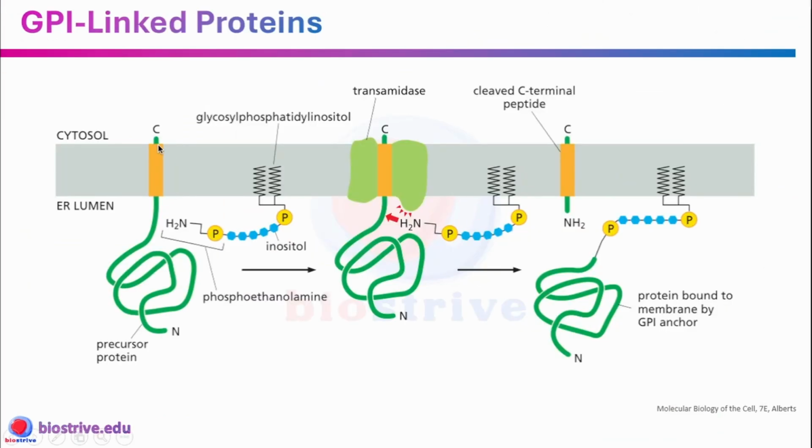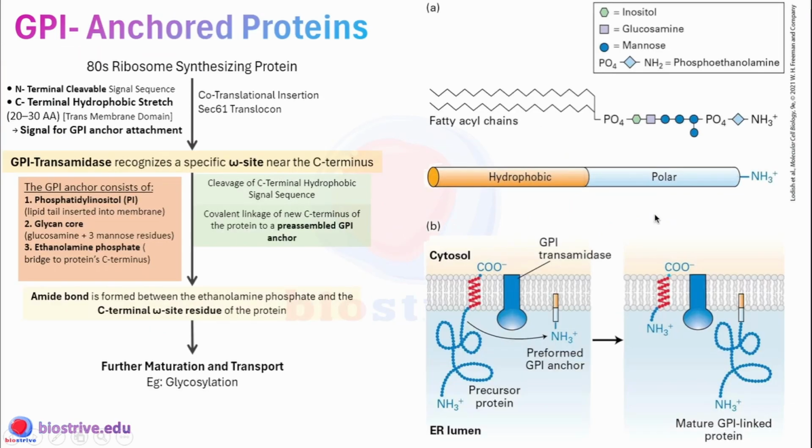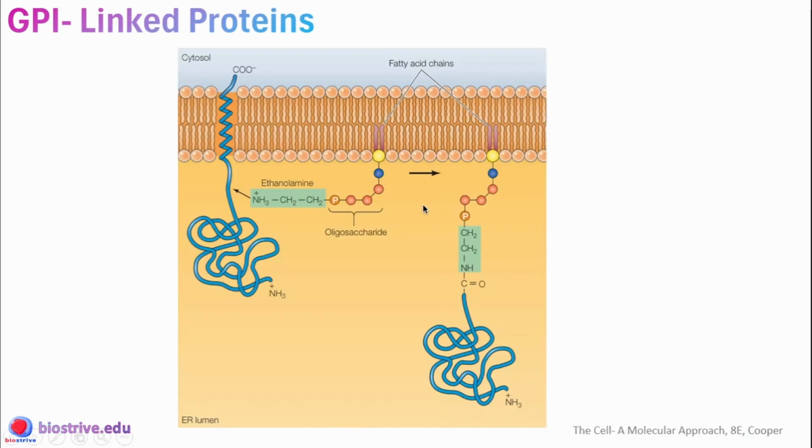So this is the membrane inserted protein. The C-terminus is cytosolic, and the N terminus is luminal. Here is the inositol phosphate which attacks the amino acid. As it attacks, the transamidase enzyme catalyzes this reaction and forms an amide linkage, an amide bond, and the protein will be linked to these fatty acyl chains. This diagram shows the same thing: the ethanolamine and the phosphate attack this sequence of the protein. This is attached to an oligosaccharide, and finally the protein will be attached to a GPI anchor linkage.